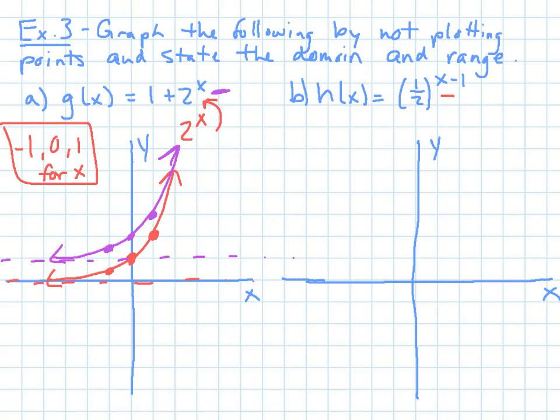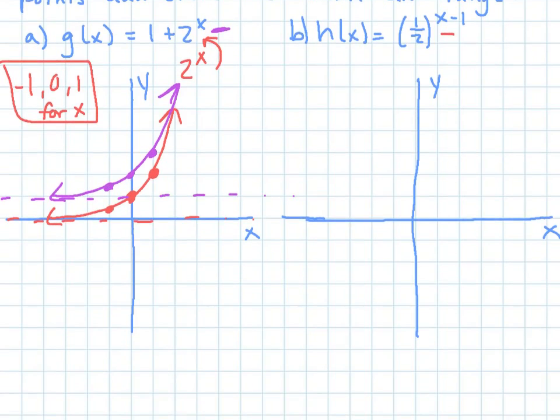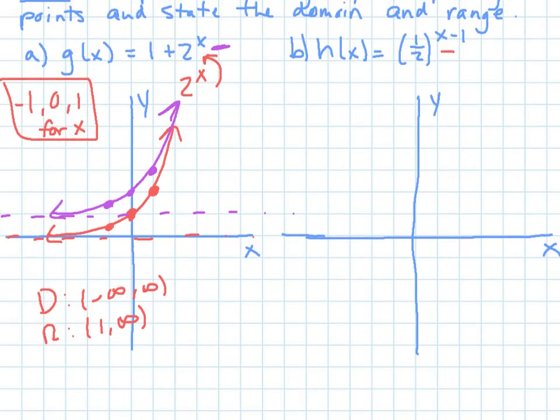So our range and domain change a little bit. Our domain will still be all reals, but our range will change from 0 to infinity to 1 to infinity. Okay? Let's try the other one. Letter B says 1/2 to the x minus 1. So let's say we graph what 1/2 to the x power would be.